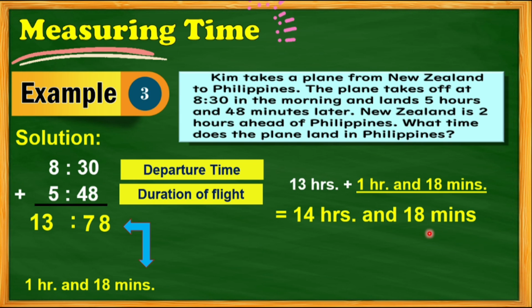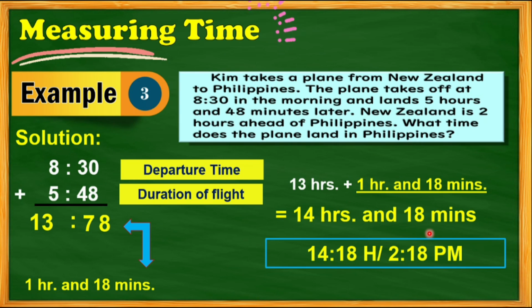So let's convert this one into 12 hours. So 14 hours is equivalent to 2:18 p.m. in the afternoon. So this would be the correct answer.